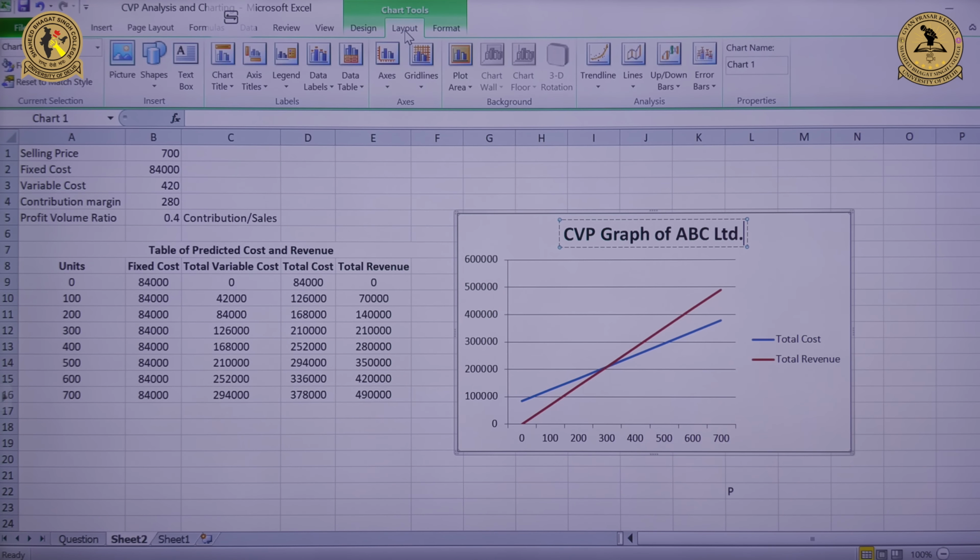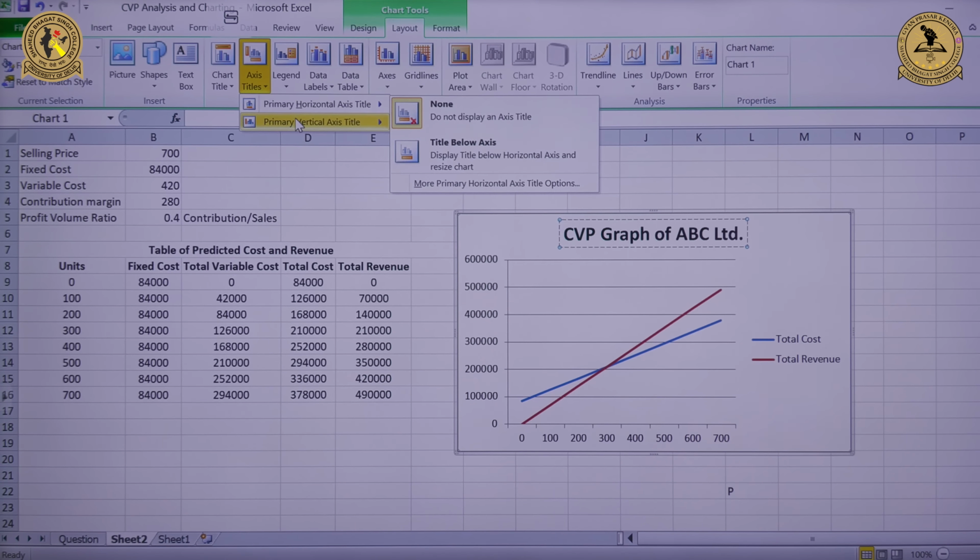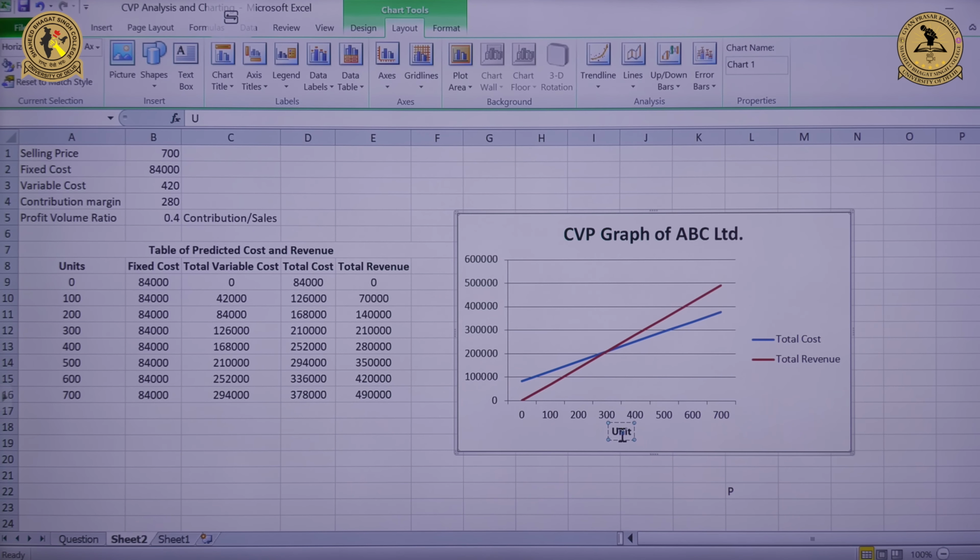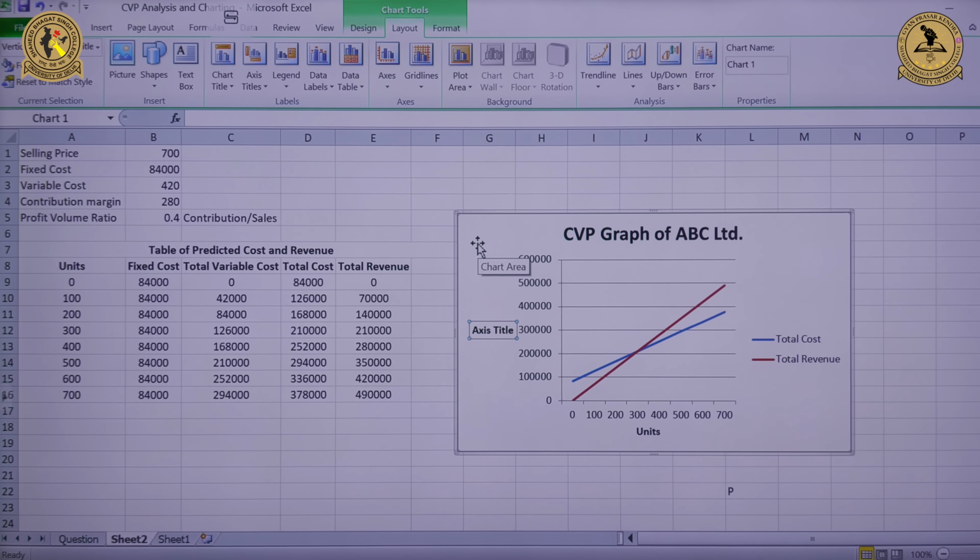Now the next step is to label my axis. Again I need to go to layout, then click on axis title. The moment I click on axis title, it is asking whether you want to label your x-axis as well or the y-axis. Now in this chart I need to label both my axes, that is x as well as y. So first I am labeling my x-axis, that is the primary horizontal axis title. I need to click on it and click on title below axis, which is units in this case. Again I need to go to my axis title, primary vertical title. I wanted rupees. So in this way I have labeled my axes, and I have also specified the chart title.